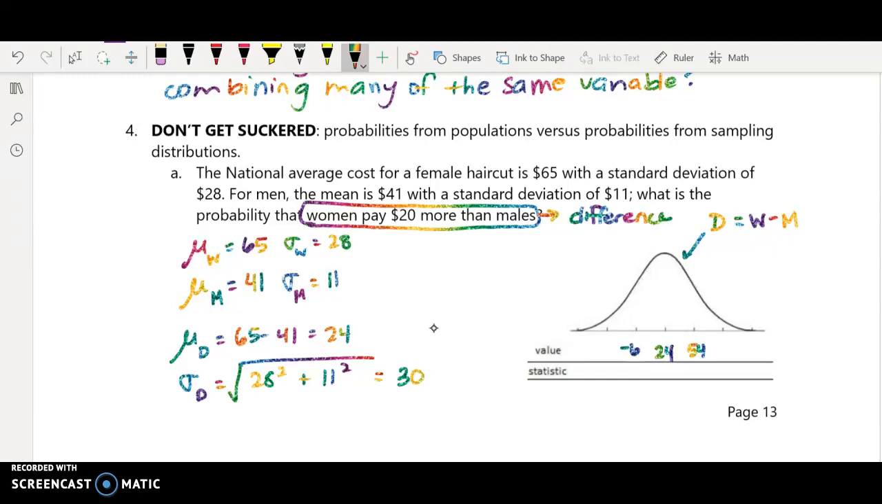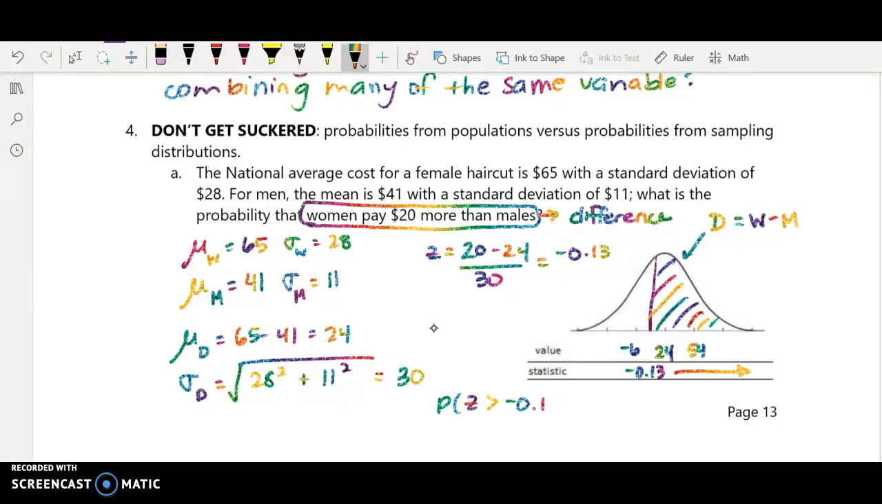Shocking. Okay, so if I want to find the probability that women pay $20 more, I'm actually really just looking at barely less than halfway, right? So if I find that, -4 divided by 30 is -0.13. So this is just a teeny bit to the left of the mean. So I'm just going to say, hey, the probability of that is about 50%.